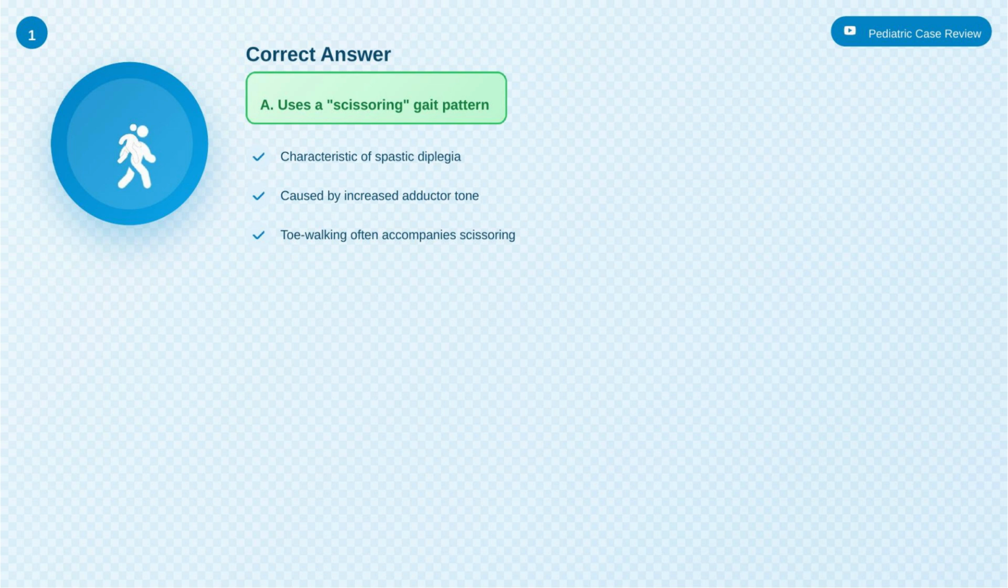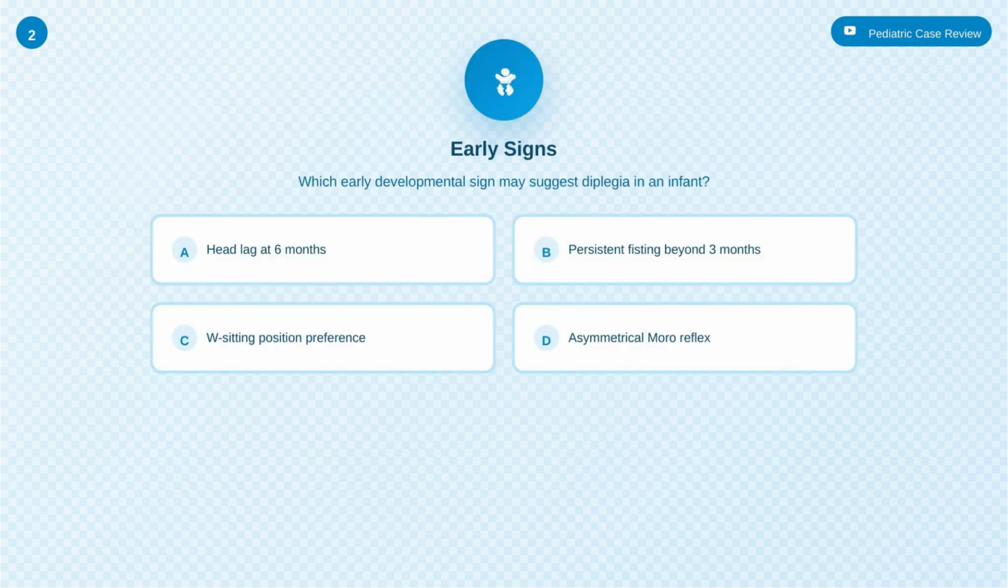A scissoring gait pattern is characteristic of spastic diplegia in children. This occurs due to increased tone in the hip adductors, causing the legs to cross in a scissor-like pattern during walking attempts. Toe walking is also commonly observed as these children often have increased plantar flexor tone.